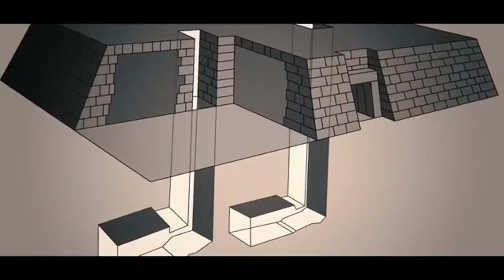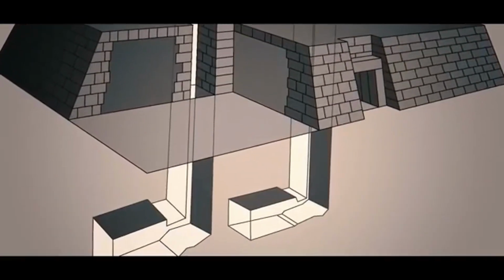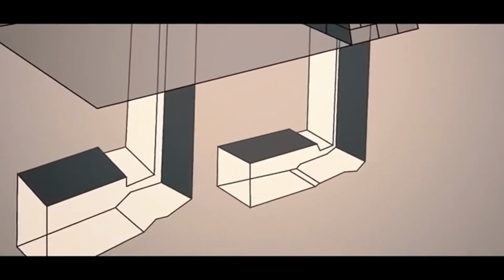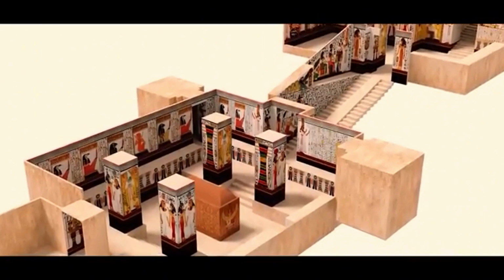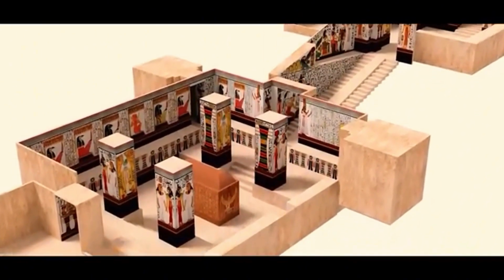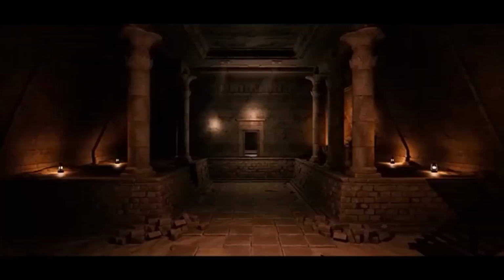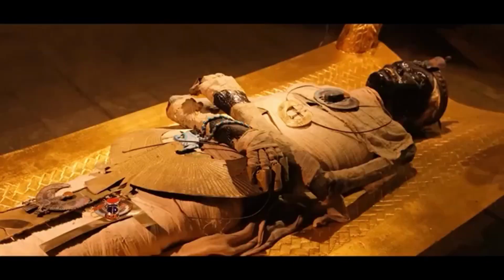To deter robbers and secure the king's corpse and burial goods, the real chambers of the tomb were dug beneath the foundation as a maze of passageways with rooms off the hallways. However, this strategy did not work because the tomb was robbed of all of its valuables, including the king's corpse.